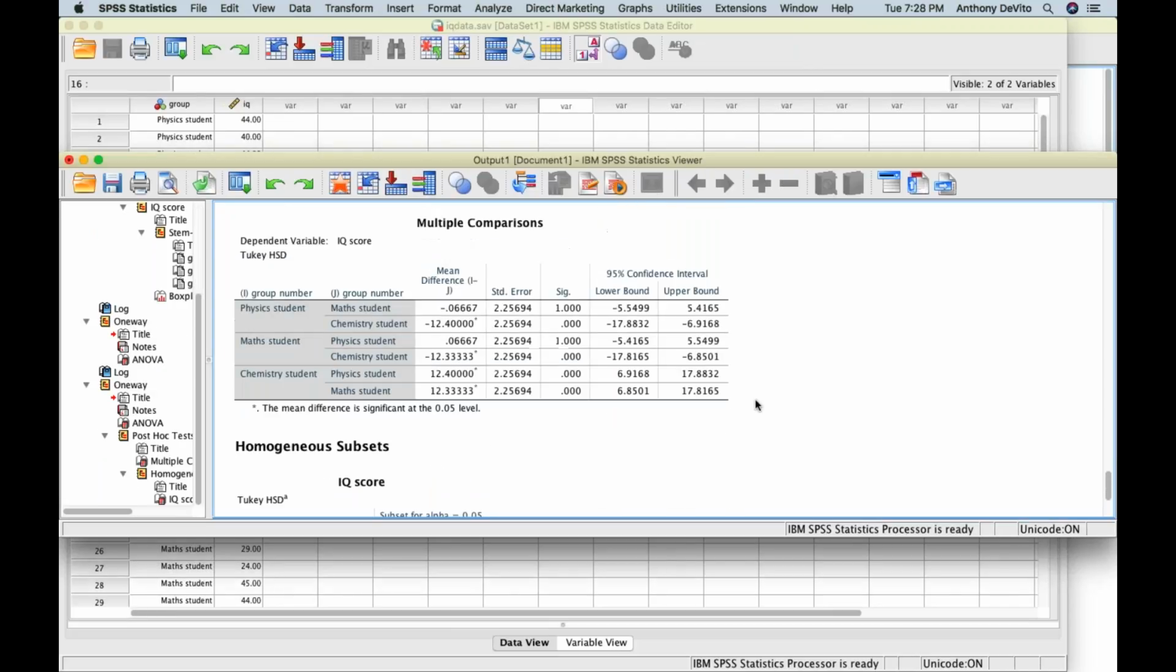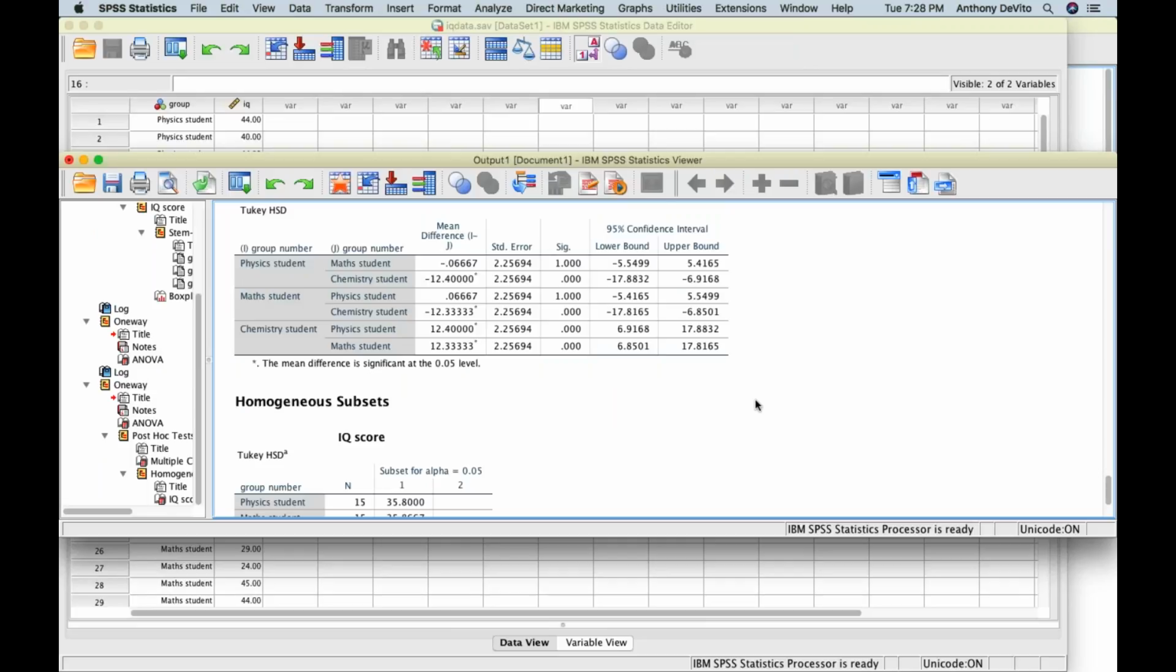So our post hoc tests will come up, and again, it'll duplicate them. But I can see a couple of things here. There's a significant difference between the score for physics students and chemistry students, and the score between math students and chemistry students. Right? So now we have two means that are different. In other words, the means for chemistry students are significantly different than for physics majors, and also significantly different from math majors.